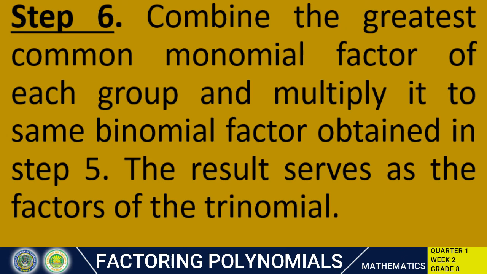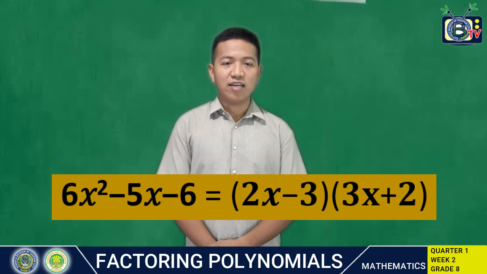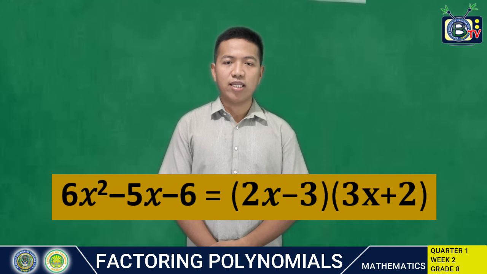Step 6. Combine the greatest common monomial factor of each group and multiply it to the same binomial factor obtained in step 5. The result serves as the factors of the trinomial. So, 6x squared minus 5x minus 6 is equal to quantity 2x minus 3 multiplied to quantity 3x plus 2.